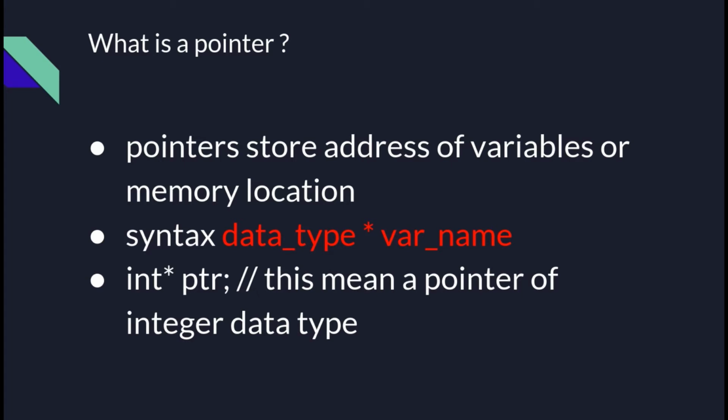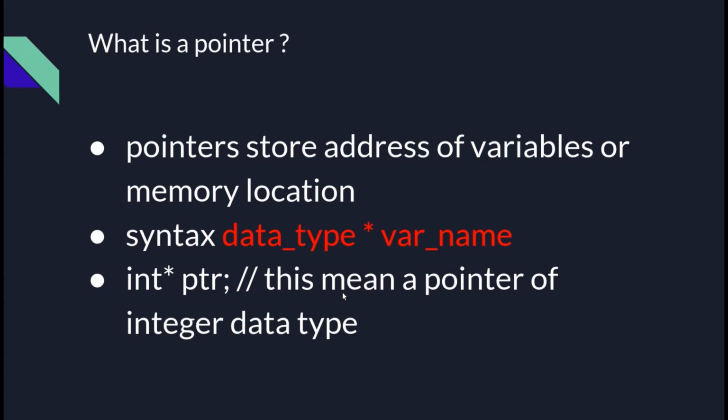So for example, int asterisk ptr is the syntax to define a pointer to the integer data type. What does it mean? It means that I'm reserving a place in memory to store the address of an integer data type. This is the definition, and I'm going to show you examples about that.